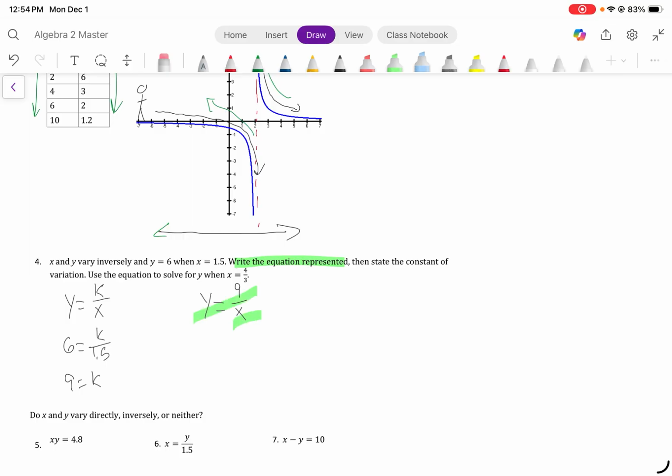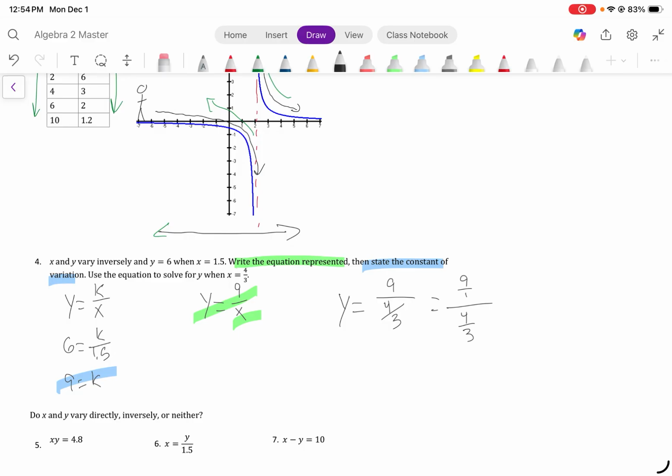Constant of variation, we already said was 9. Solving for y when x is 4/3 is going to be tricky until you get the hang of it, and then it's going to become second nature. It might take you 5 tries for it to become second nature. It might take you 500 tries. But we have 9 divided by 4/3. There's different ways to look at this. This is 9 over 1 divided by 4/3, for example.